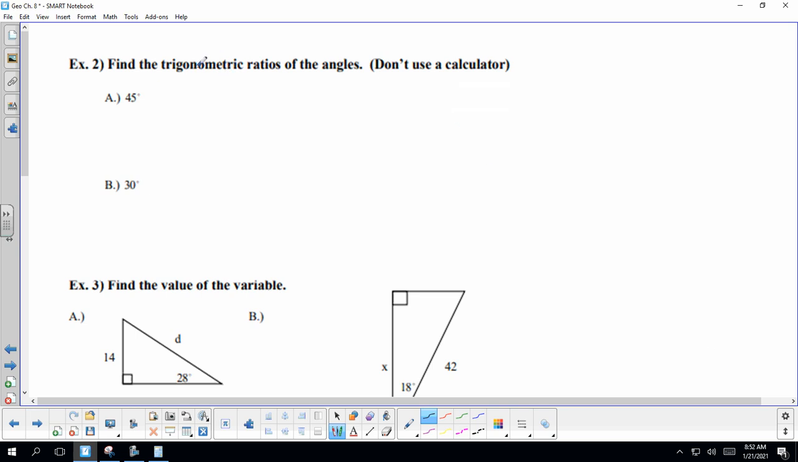Find the trigonometric ratios of the angles. Don't use a calculator. Okay, so this may blow your mind a little bit, but hang with me for just a second. So we have a 45-degree angle. So let's draw this.